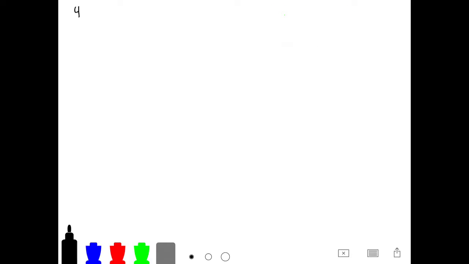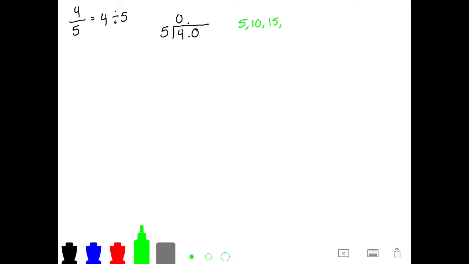Next we have 4 divided by 5, which is same as this form, which is also 4 divided by 5. So now we're going to write it out. 5 on the outside, 4.0 on the inside. Bring up the decimal. So 5 goes into 4 0 times because it's bigger than 4. So now let's see how many times 5 can go into 40. Writing out the multiples of 5, we have 5, 10, 15, 20, 25, 30, 35, and then 40.